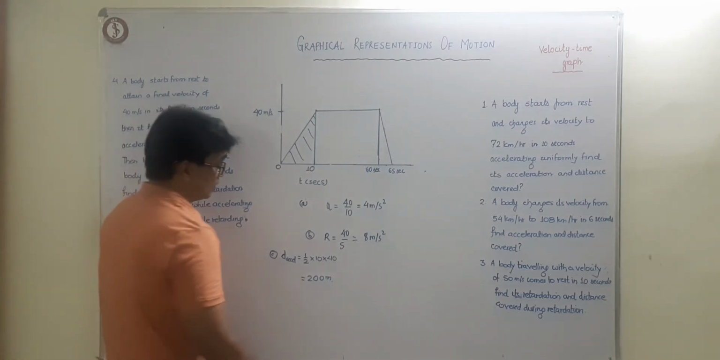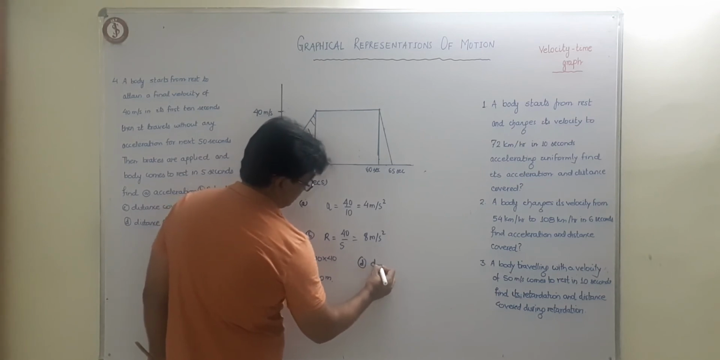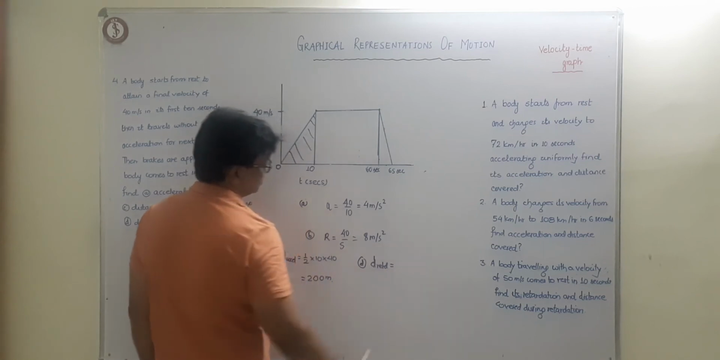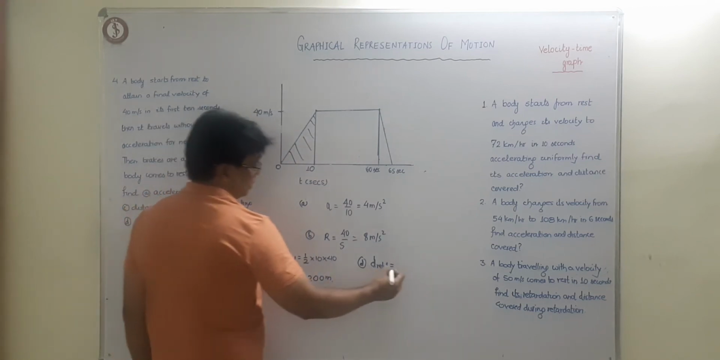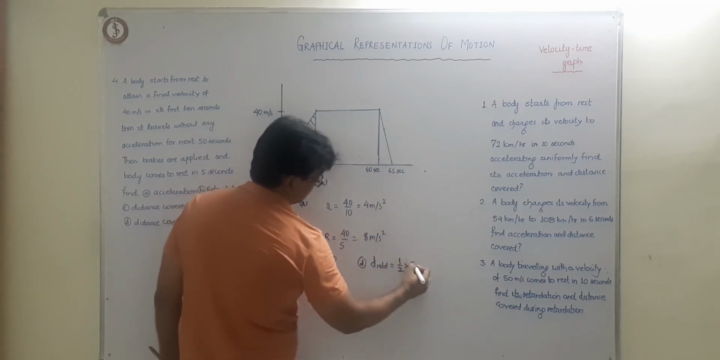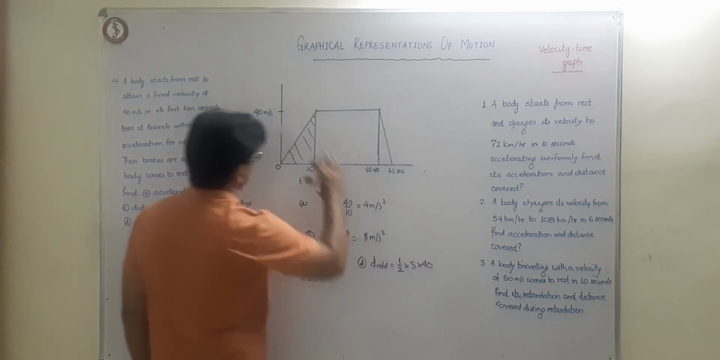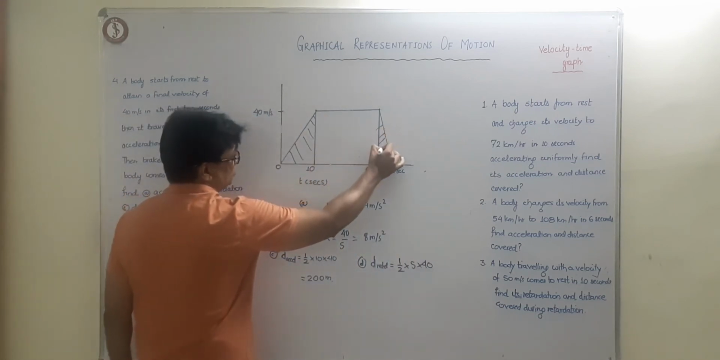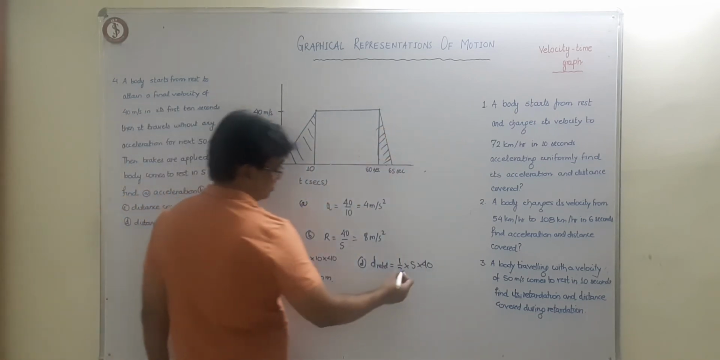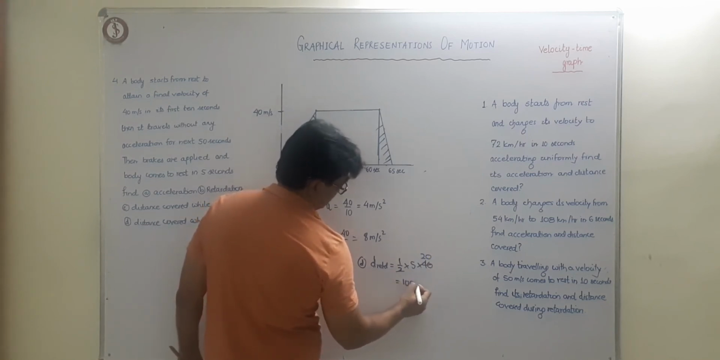Distance covered while retarding will be equal to, this is the retarding distance. So distance covered while retarding will be half, base is 5 here and perpendicular is 40. So I am basically using this area. So how much is this? 100 meter.